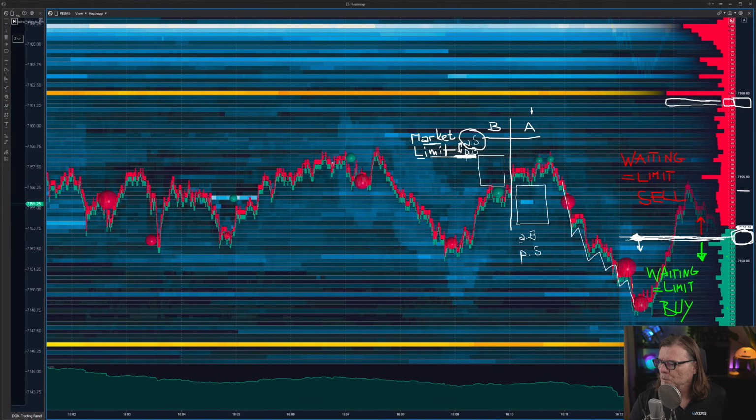What's the line below your heat map? The line below my heat map, this one. This is cumulative volume delta, and it's delta, volume delta.